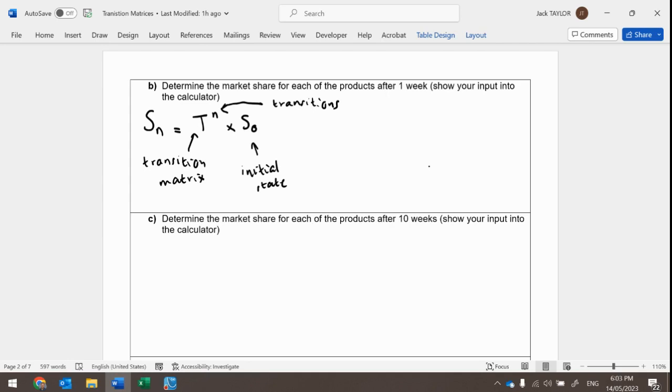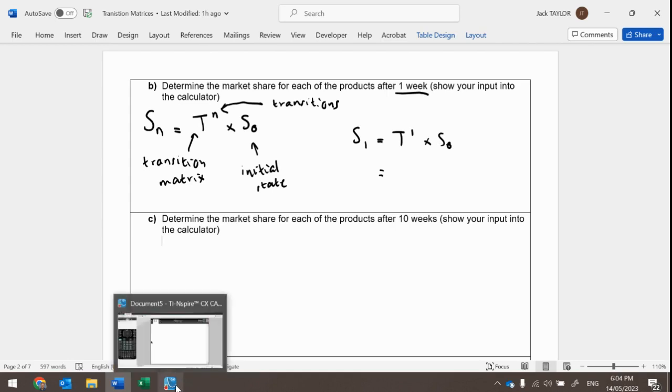So if I want the market share after 1 week, quite straightforward. I would just go transition matrix to the power of 1 multiplied by the initial state matrix. Now, I'm probably not going to have enough space in here to write that out, but if we jump over to the CAS, we can do that. We can save the matrices in and go from there.